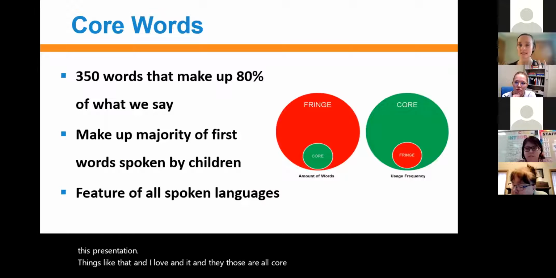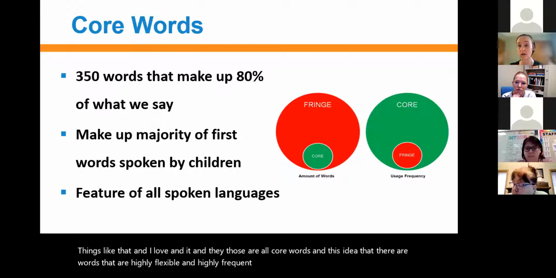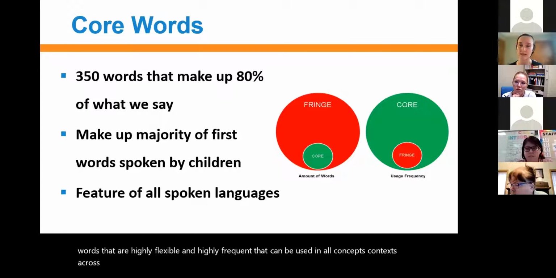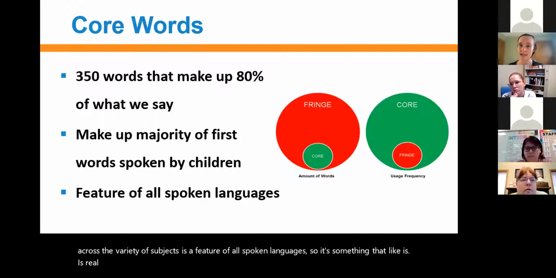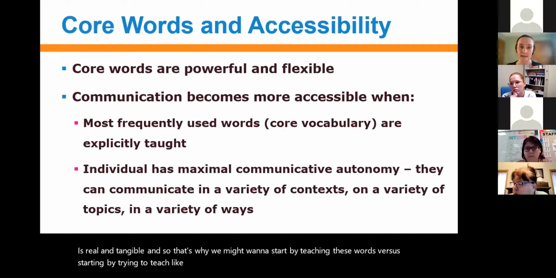And this idea that there are words that are highly flexible and highly frequent, that can be used in all contexts across a variety of subjects, is a feature of all spoken languages. So it's something that is real and tangible. And so that's why we might want to start by teaching these words versus starting by trying to teach subject-specific vocabulary.